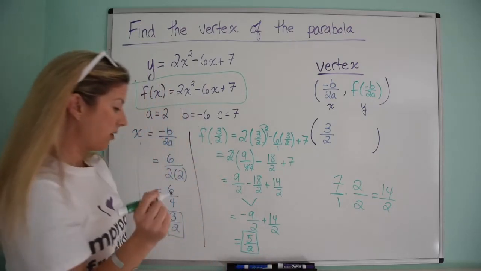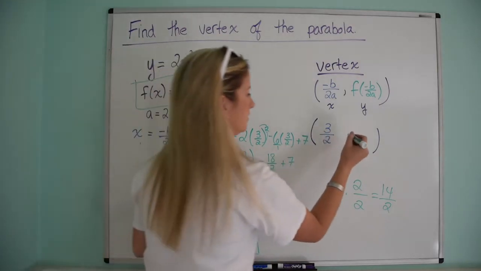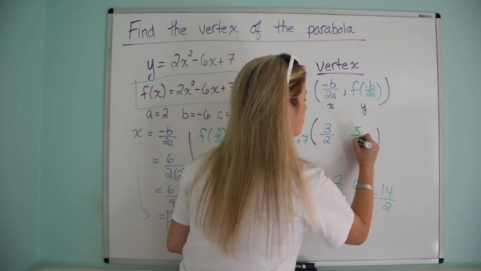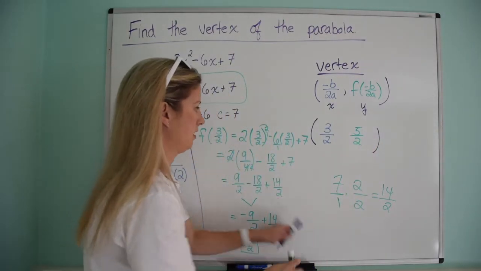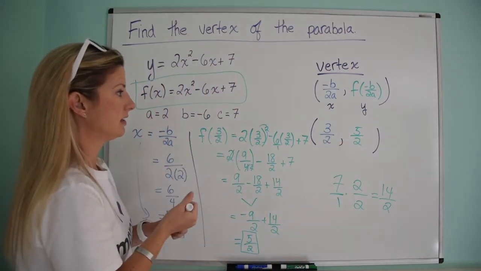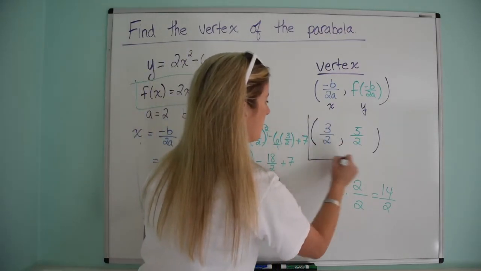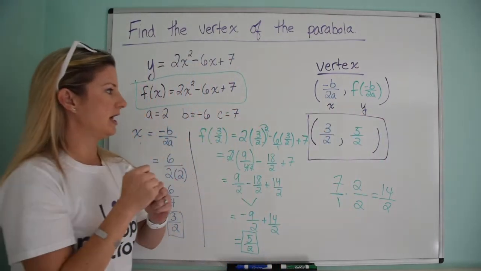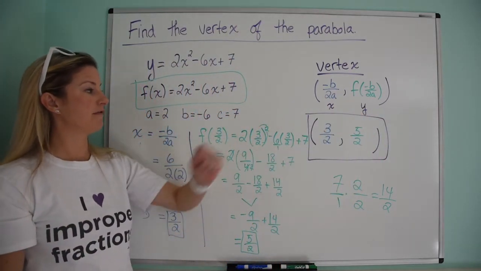So now I have my y coordinate, 5 over 2. I don't have a comma in between. I gotta get that purple marker. Perfect. Awesome. So the vertex for this specific parabola is located at 3 over 2, comma 5 over 2.